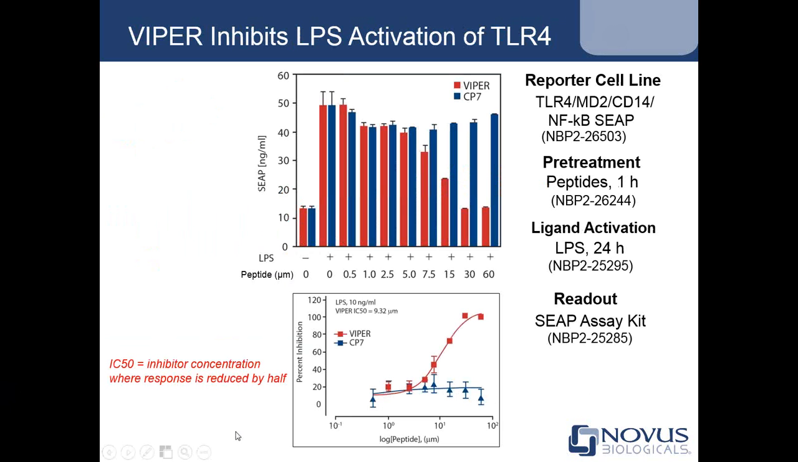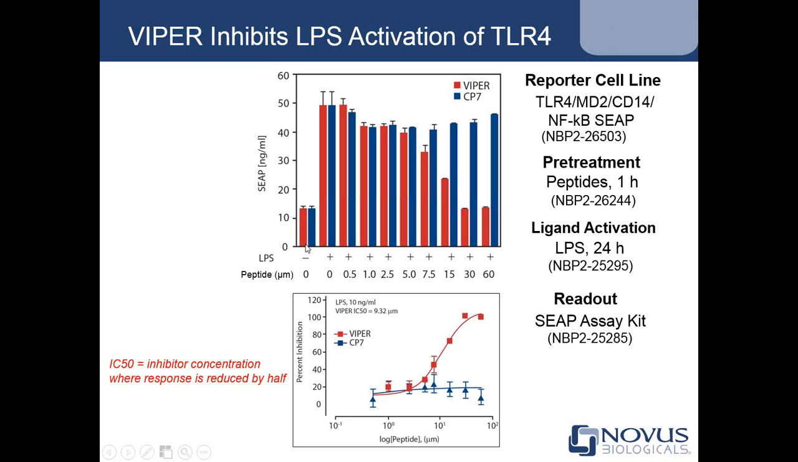So we can conveniently use this TLR reporter cell line to study this. And I want to focus on this graph here where we have the inhibitory peptide in red and the control peptide, which we call CP7, in blue. And so you can see that in the absence of LPS activation, we just have basal levels of SEAP production. And why are there basal levels?